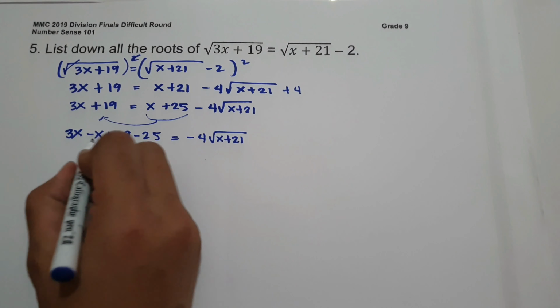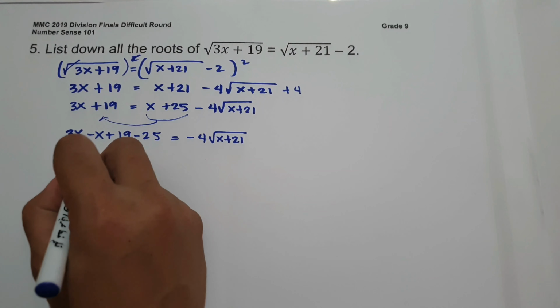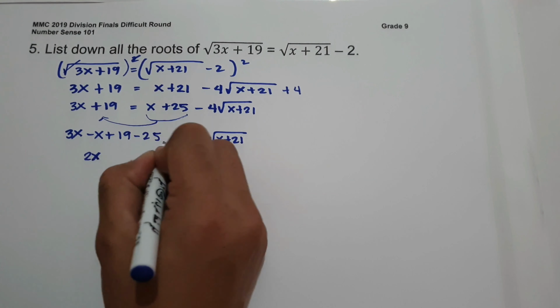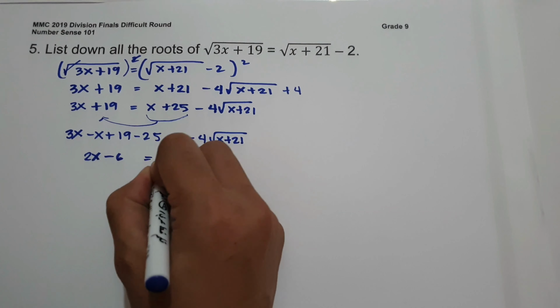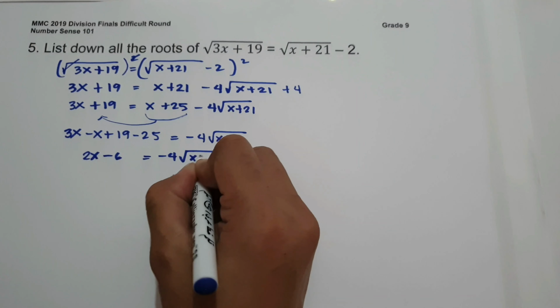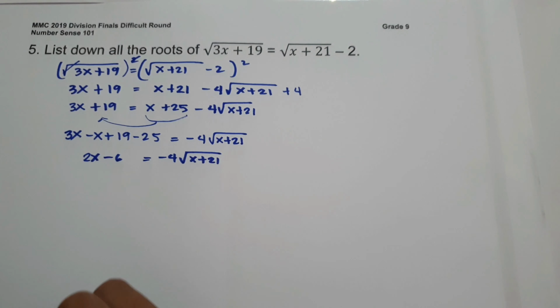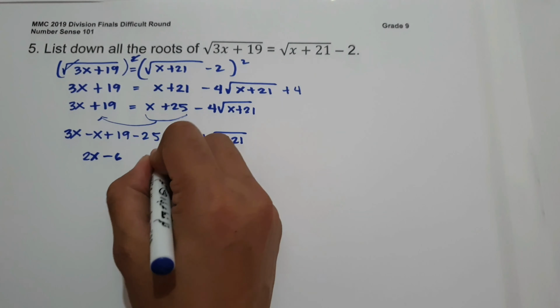So let us have 3x minus x, that is 2x. And then 19 minus 25, that is negative 6, equals negative 4 square root of x plus 21. And then let us square both sides of the equation to eliminate the radical sign. So let us have the square of binomial.